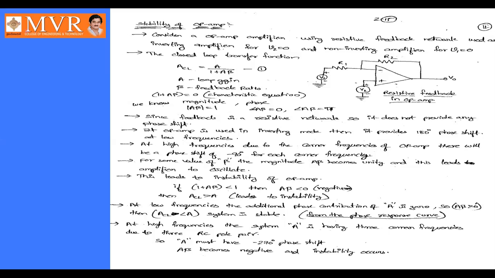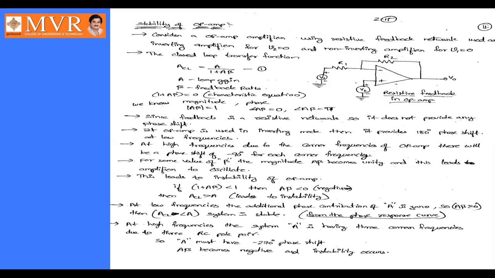As we have observed, if 1 plus A beta is equal to 0, then the magnitude of A beta is going to become 1. When such a condition occurs, the op amp is going to become unstable. That means it is going to produce oscillations, as we have already discussed. Since here we consider the feedback network as a resistive network, we are not considering any capacitance or inductance effects, so it does not provide any phase shift. As we have seen in the last slide, there will be a phase shift of minus 90 degrees also due to this loop gain.